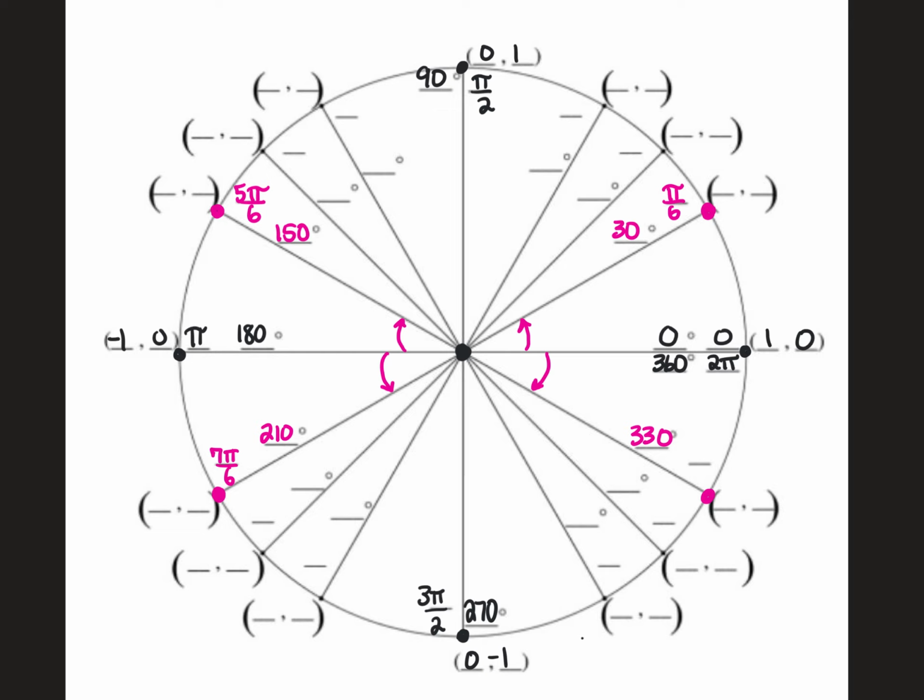And then finally, 30 degrees times 11 would give me 330. So 11 times pi over 6 is going to give me the radian measure there.